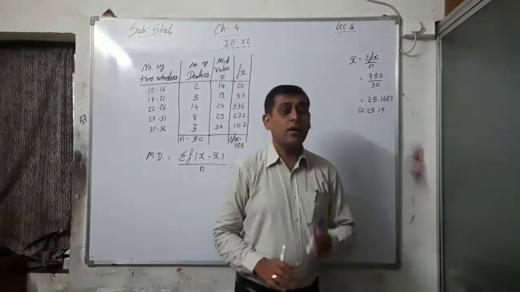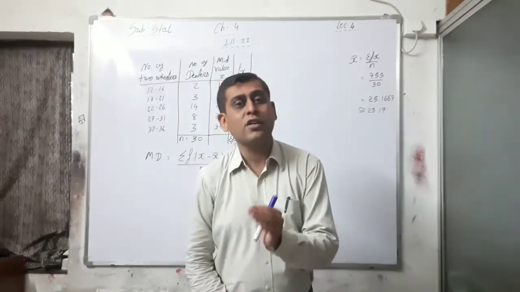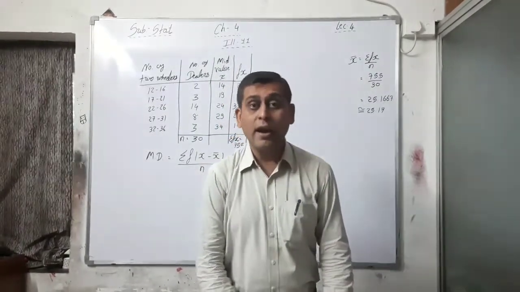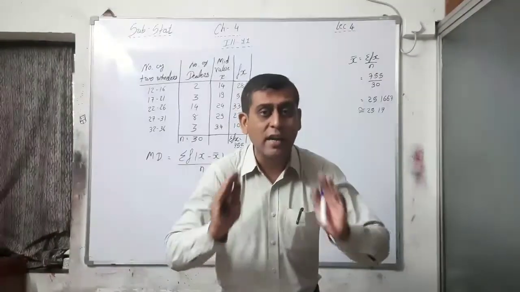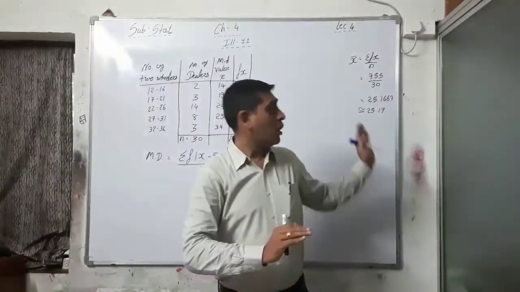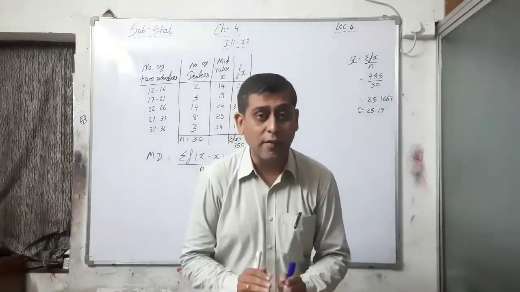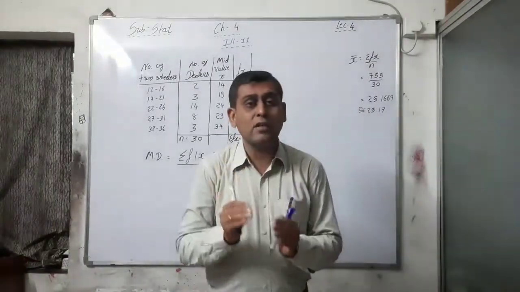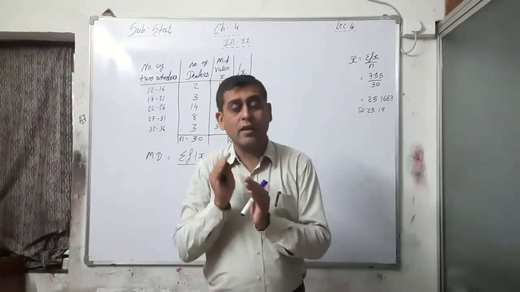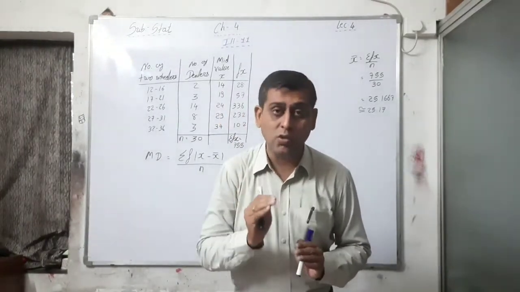And see here in illustration number 10, x bar is fully integer, that is 27 marks. And from that, x minus x bar and all other calculations are very easy. But here the x bar is in fraction, that is 25.17. Now you are confused that, sir, if the answer is in the fraction, can we find out the x minus x bar and all other things? Yes, we can find out.